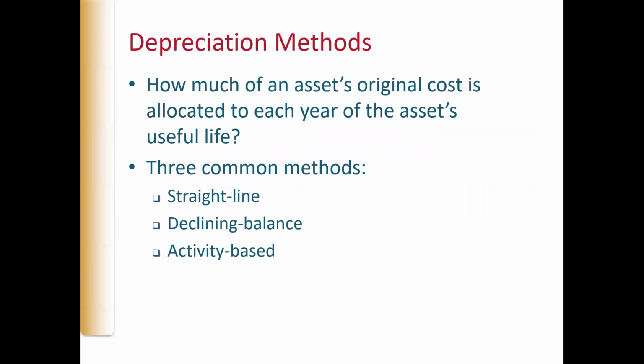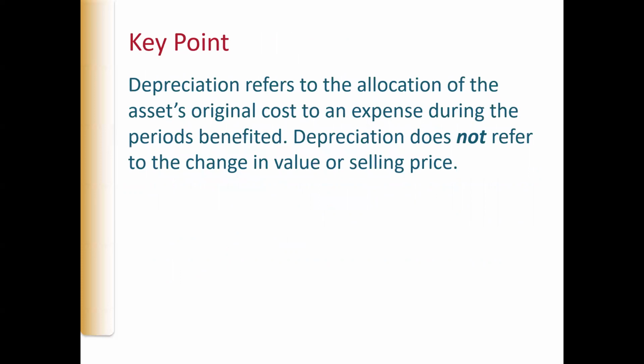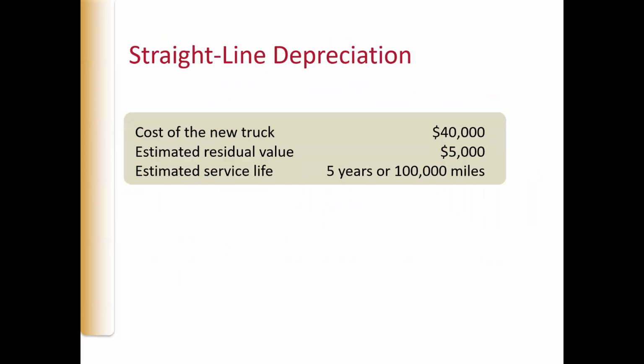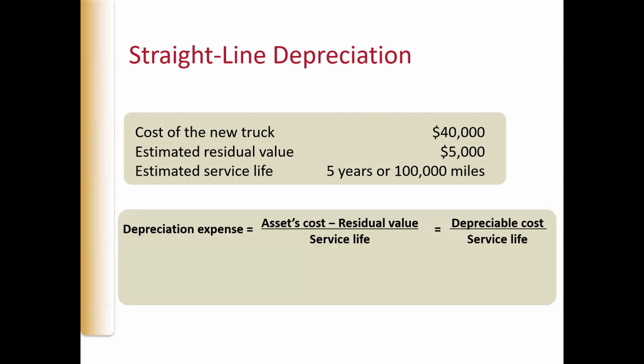Now we're going to talk about 3 methods of depreciating assets. We're going to use the straight line, the declining balance, and the activity-based. We're going to talk about these 3 methods. Straight line. You take the cost of a truck, and we figure out what the truck is going to be valued at once it's all used up. In this case, they say at the end of its life, it's still going to have a value of $5,000 just for the scrap metal.